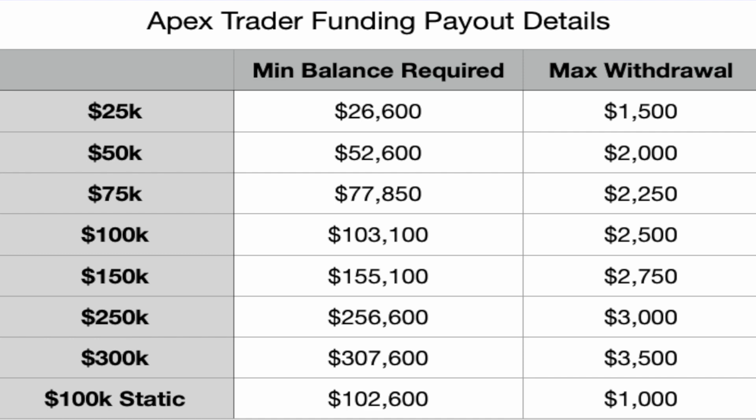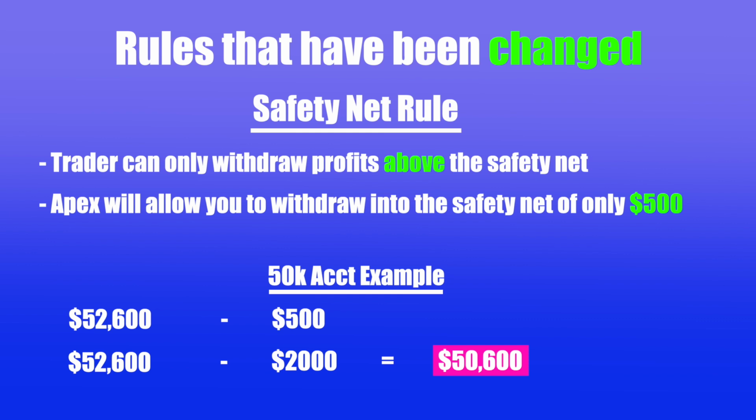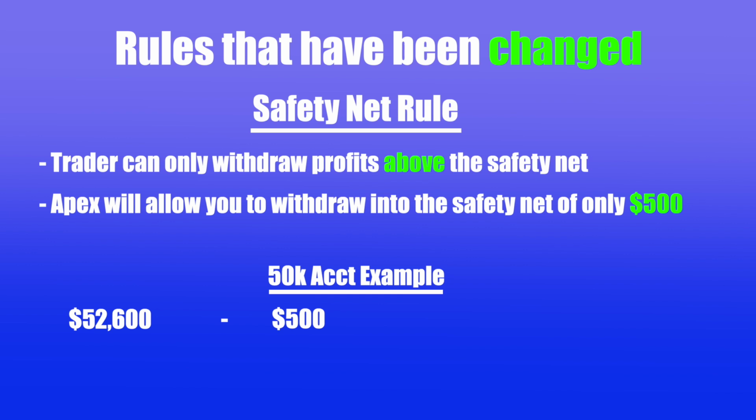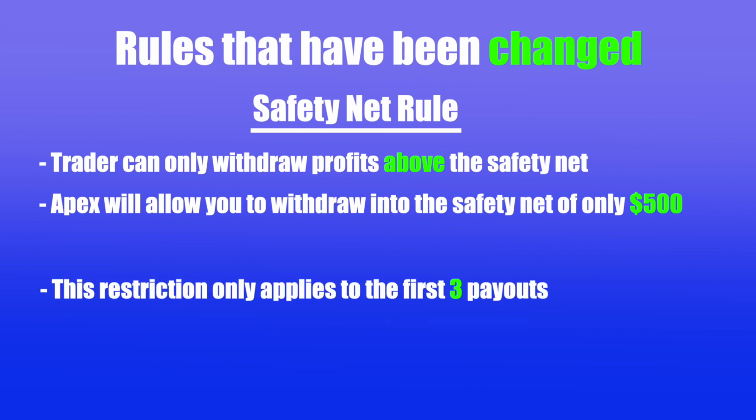Before, Apex allowed you to withdraw the maximum allowed amount of $2,000 when you reach the 50k account minimum required balance, but then that only left you with the $500 drawdown since the drawdown trigger amount was $50,100. So now it's only $500, meaning the balance can go down to $52,100, but no more. So say if you want to withdraw $1,000 profits instead of $500, well then you do have to get the account to $53,100 because Apex won't allow the safety net to go below more than $500. However, this rule only applies for the first 3 payouts, meaning when you get to that 4th payout, there is no more safety net you need to worry about. You can withdraw more than $500 once you get to the minimum required balance.